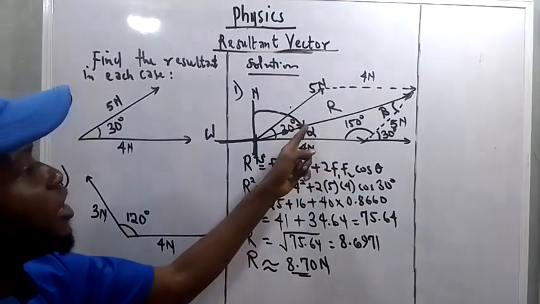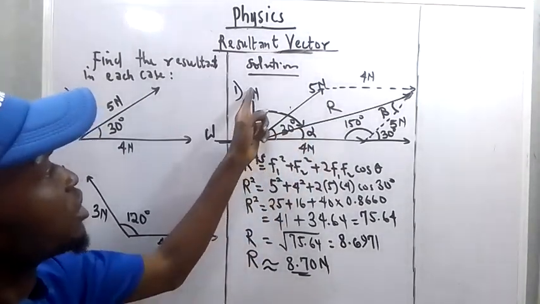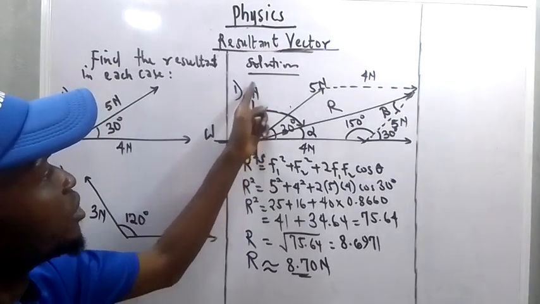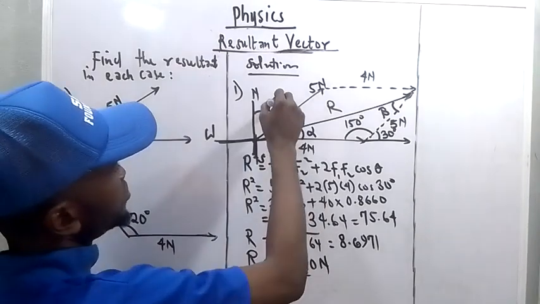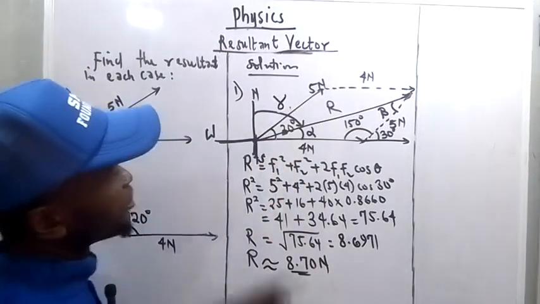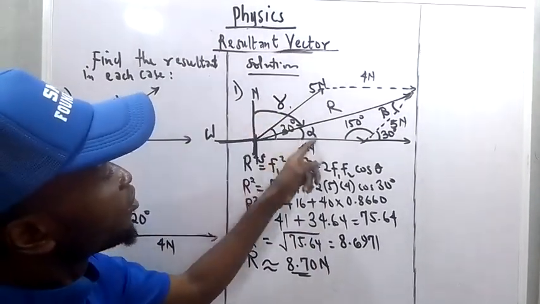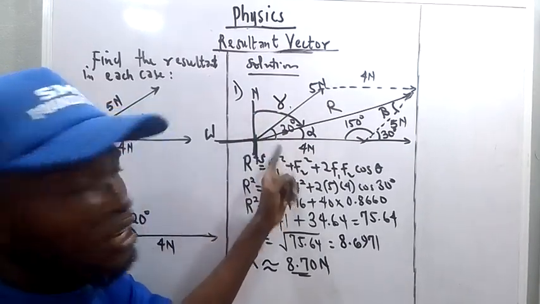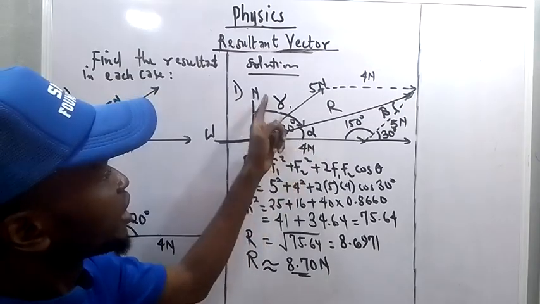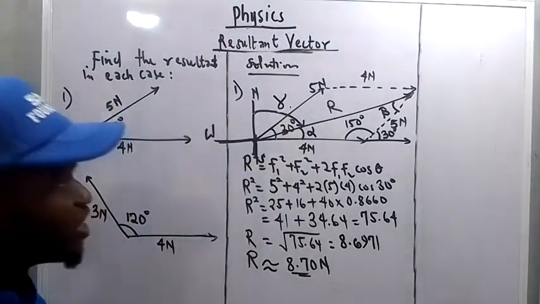If we get that, that will help us to get this, because the whole of this, let's put an angle here called gamma. If we add gamma and alpha together, we get 90 degrees. This is perpendicular. Gamma plus alpha, they are two complementary angles.